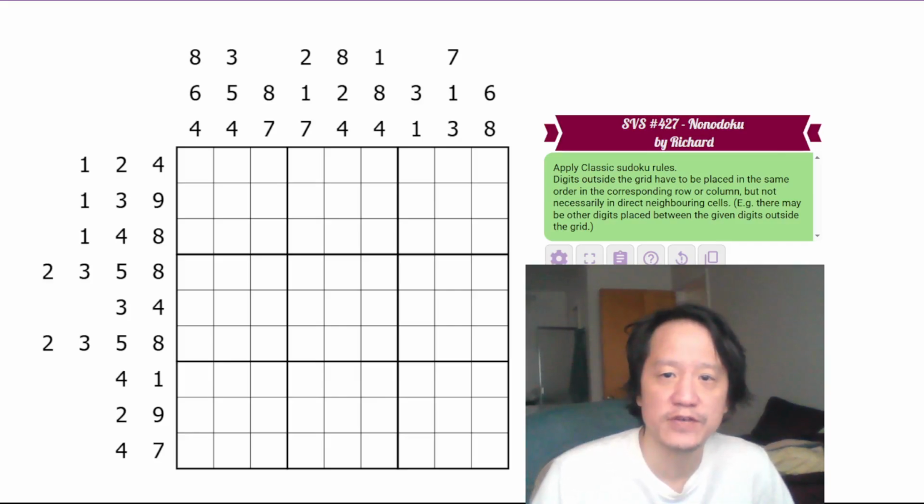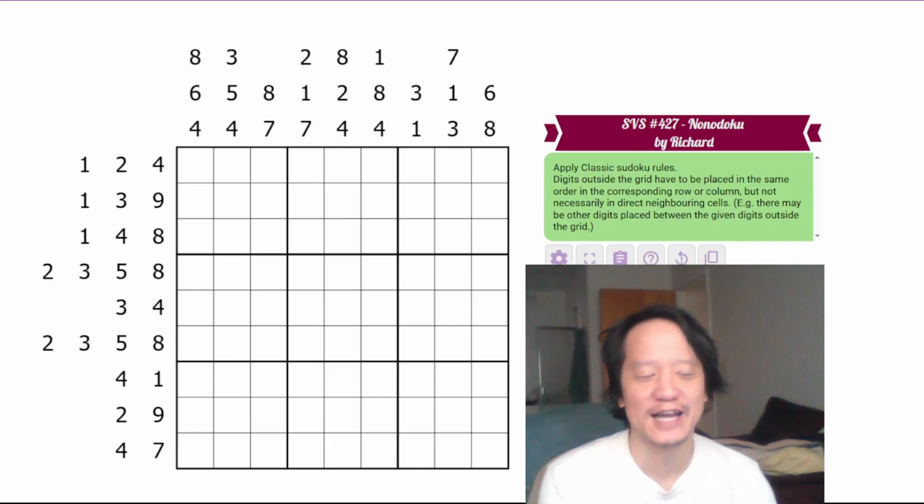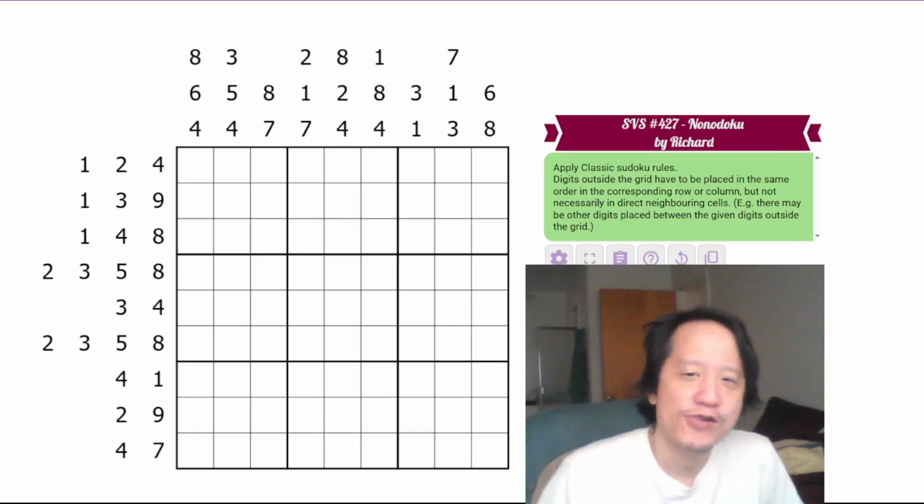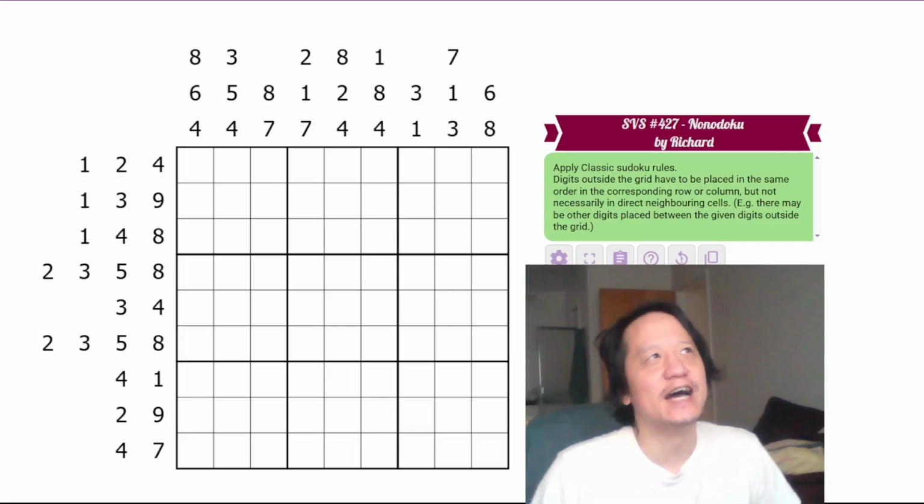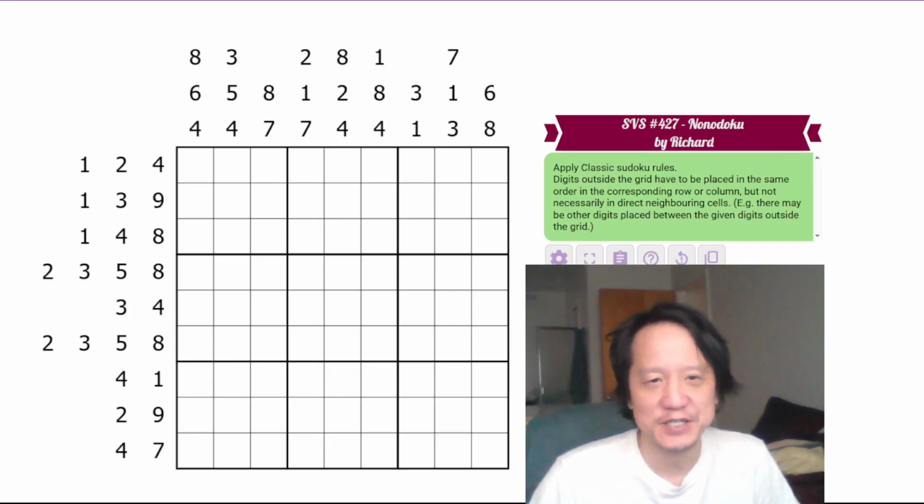Number 427, Nonodoku, by Richard, and SVS is Sudoku variant series. I just actually realized that. I kind of sort of understood what it was, but I just never realized what it stood for. Anyways, let's get to the rules.